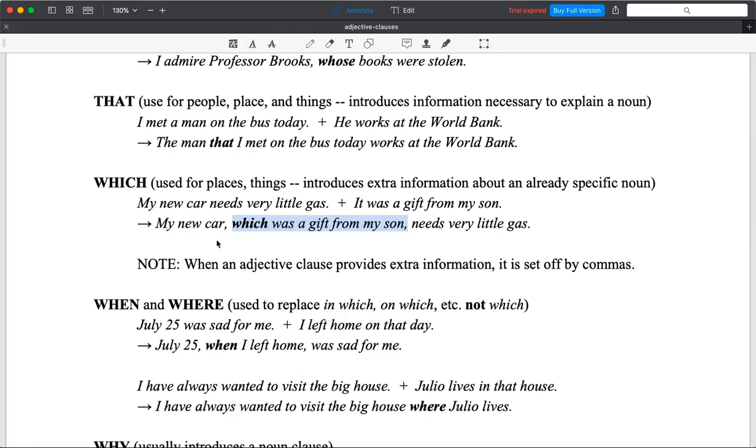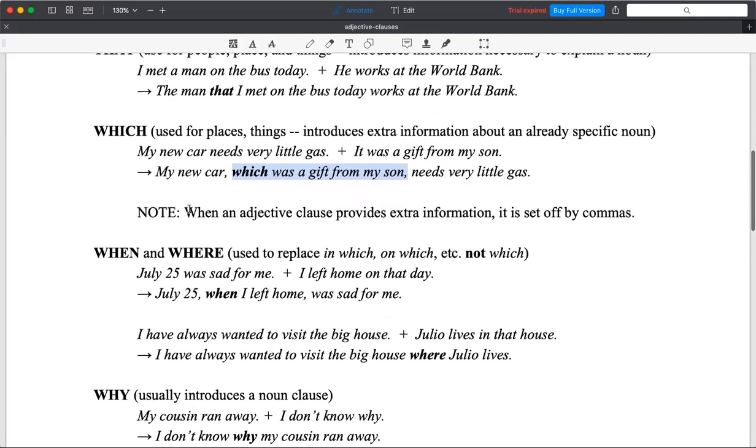But if I say my new car needs very little gas, you know what my new car is. I'm just adding extra information. If it is adding extra information, you must put a comma before and after the adjective clause. So when an adjective clause provides extra information, it is set off by commas. It is very important. And remember, punctuation is considered the emotion of your sentence. So if I don't punctuate my sentences properly, the meaning doesn't cross properly.